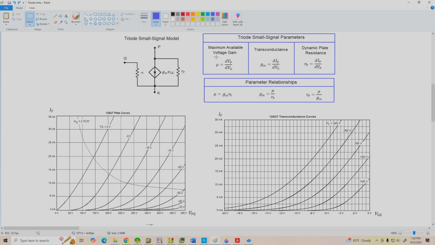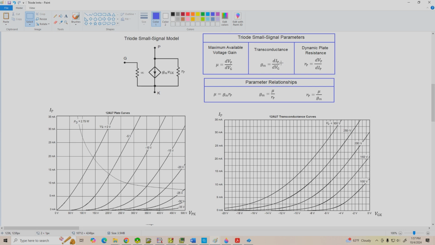Now, recall we talked about the parameter mu for the triode. That's the maximum available voltage gain for this device. And from the curves, it's equal to the derivative of plate voltage with respect to grid voltage, or plate to cathode voltage with respect to grid to cathode voltage. The transconductance of the 12AU7, or any other triode for that matter, is the derivative of plate current with respect to grid voltage, and we could get that by determining the slope at our operating point on whichever curve we're using here. And finally, the dynamic plate resistance is the derivative of plate voltage with respect to plate current.